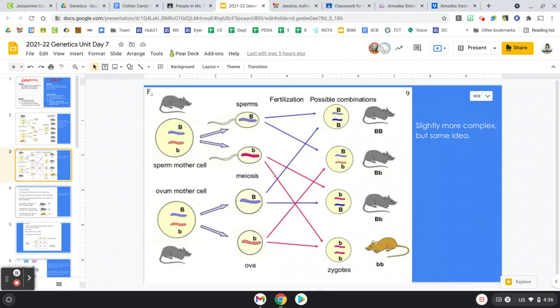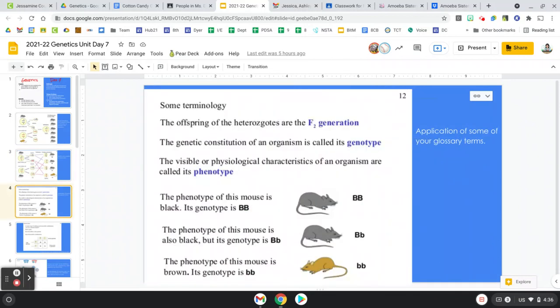Now that you have drawn your own Punnett square, let's look at the next slide. So this slide just shows some of your glossary terms. And so it goes through some basic information. This one right here, you don't really need to know. But the next one, what the genetic constitution or genetic makeup of an organism is, is its genotype. What you can see about an organism, or what you can observe, the physiological characteristics, that would be its phenotype. And then here's where you can see how the phenotypes and the genotypes combine.